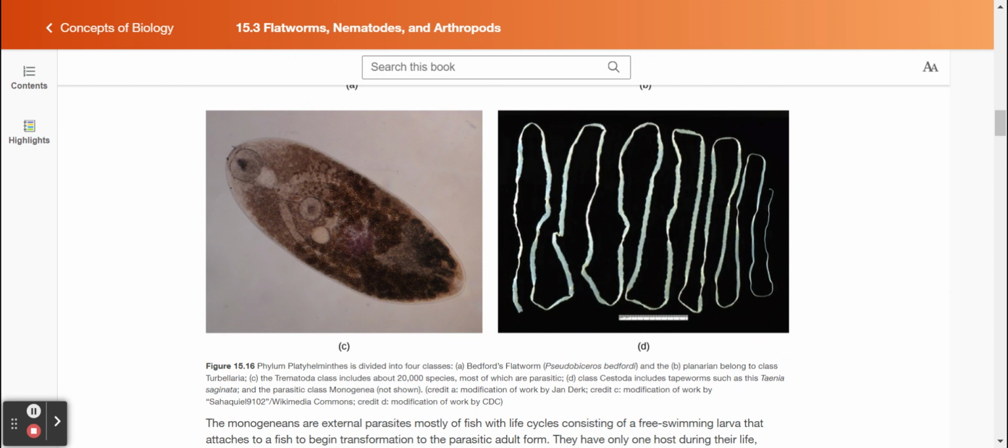Figure 15.16 shows examples of the phylum Platyhelminthes.